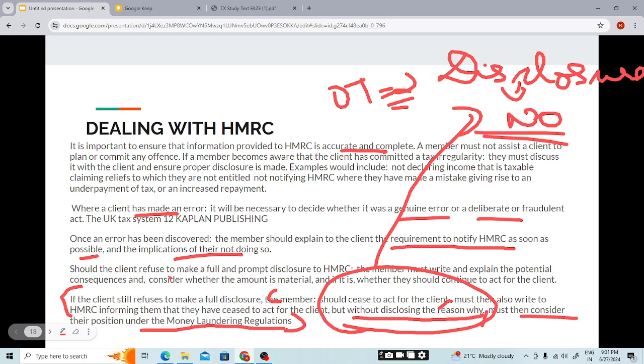If your client still refuses to disclose the income after being informed by the tax agent, then the agent must inform HMRC that they are ceasing to act for the client, without disclosing the reason why. They must not mention the reason, only that they will not be acting for this client.